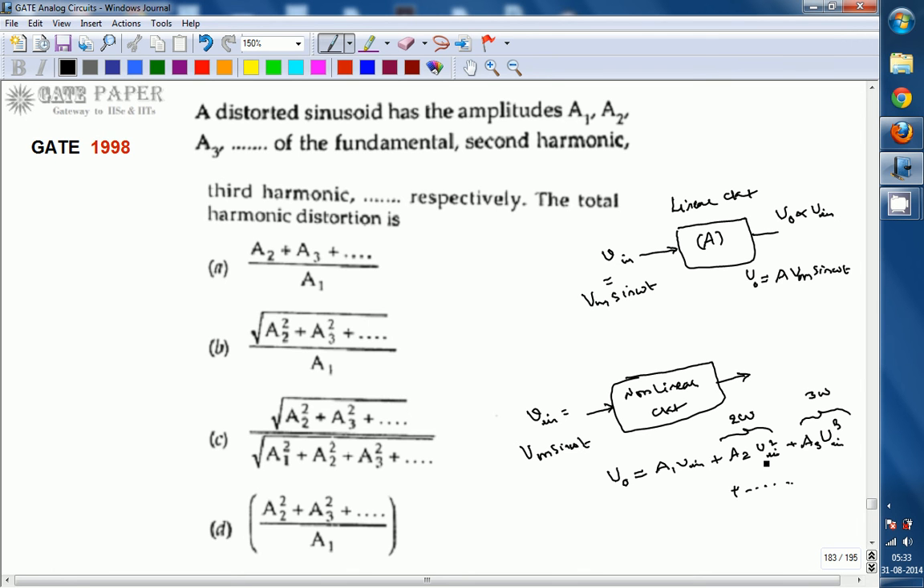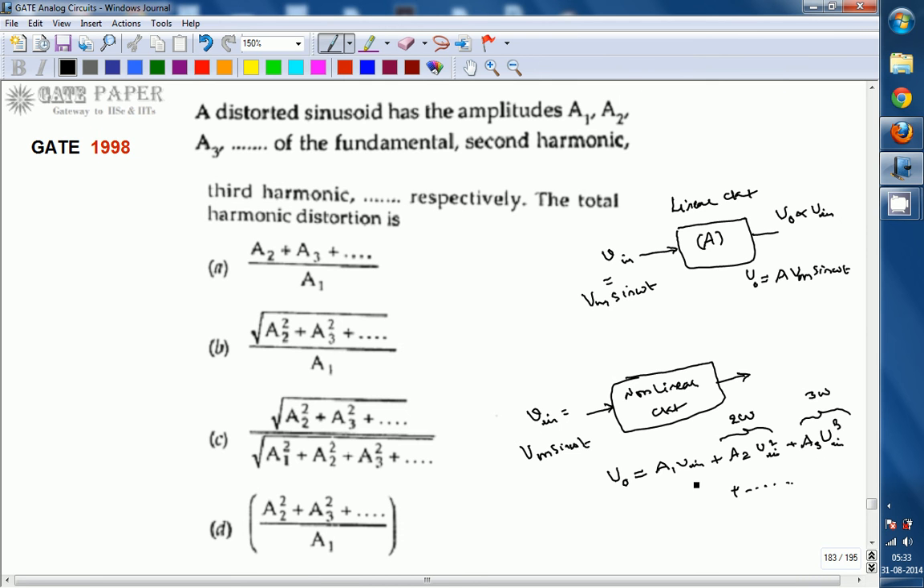The fundamental frequency is the frequency component which appears in the output which is the same as the input frequency. So that omega is called the fundamental frequency. 2 omega, 3 omega are integer multiples of the fundamental frequency, so they are called harmonics. Due to these harmonics, the output gets distorted.